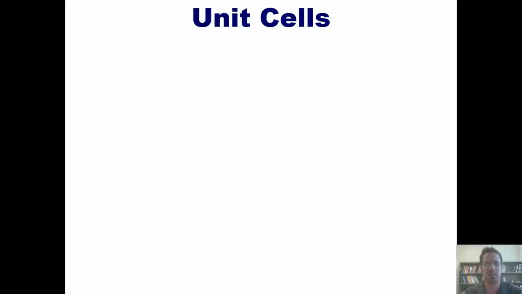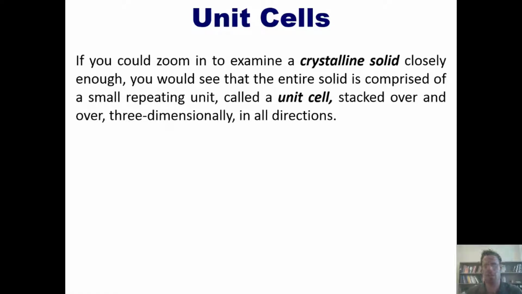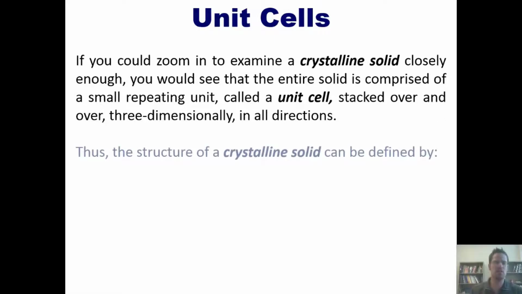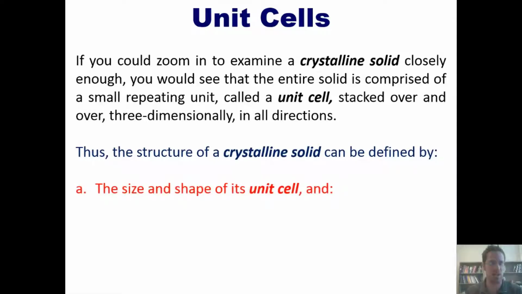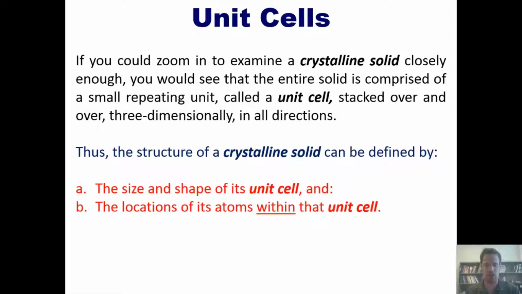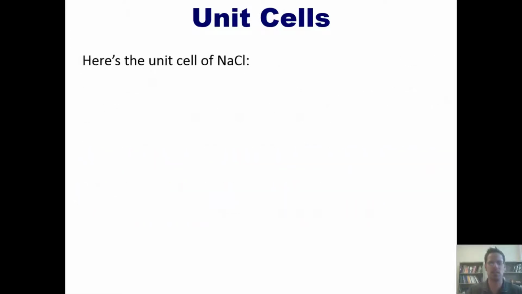Let's now continue our discussion by talking about unit cells. If you could zoom in to examine a crystalline solid closely enough, you would actually see that the entire solid is comprised of a small repeating unit called a unit cell stacked over and over three-dimensionally in all directions. And thus, the structure of a crystalline solid can be defined by A, the size and shape of its unit cell, and B, the locations of its atoms within that unit cell. So what is a unit cell?